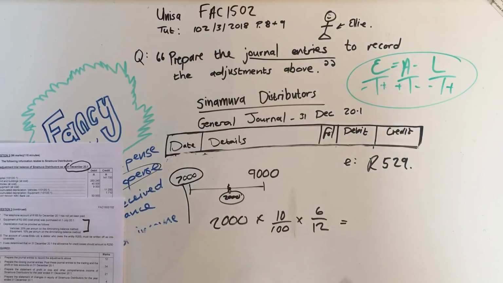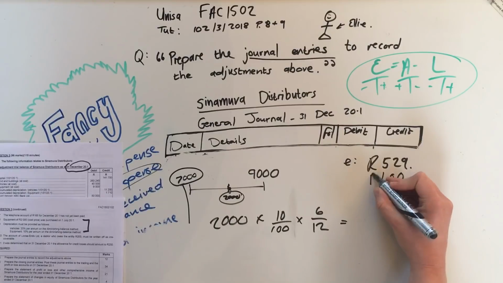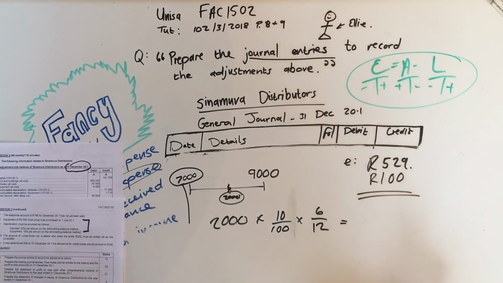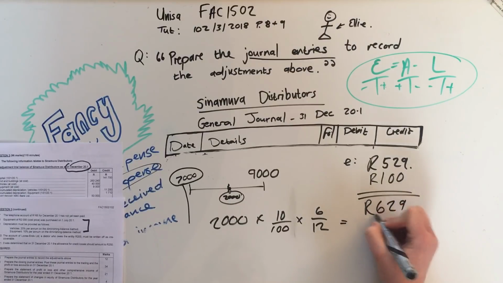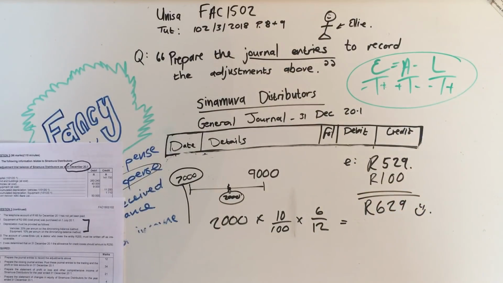6 divided by 12 gives us 100, sorry guys. So that's 100. And then the total depreciation for the year is 629. Luckily I know this is right because I've got a memo. Okay, that is our depreciation on equipment.